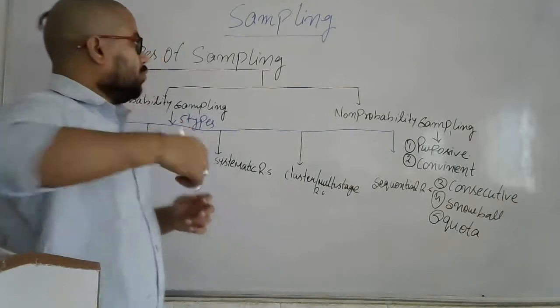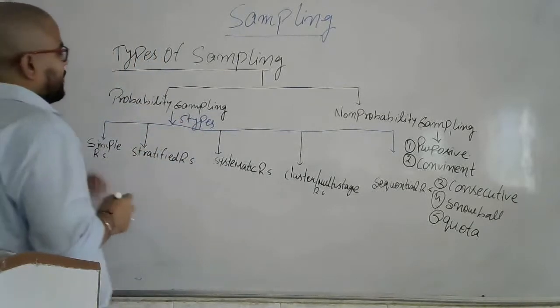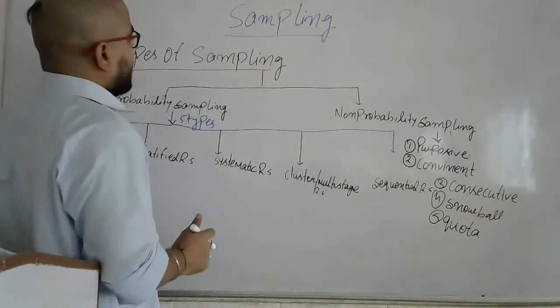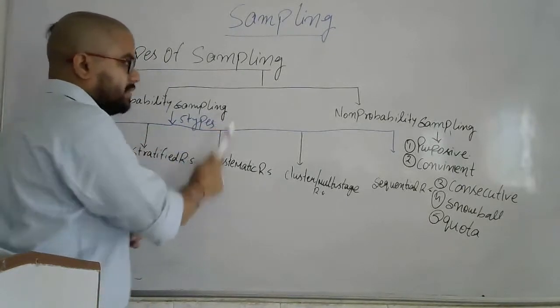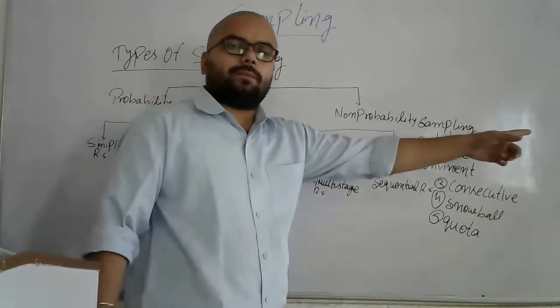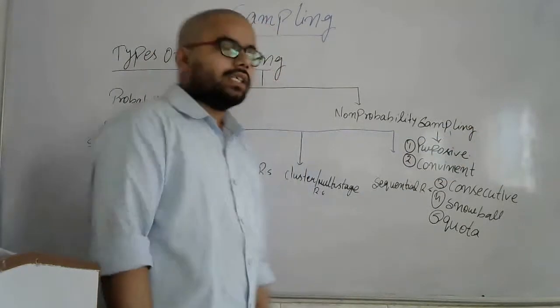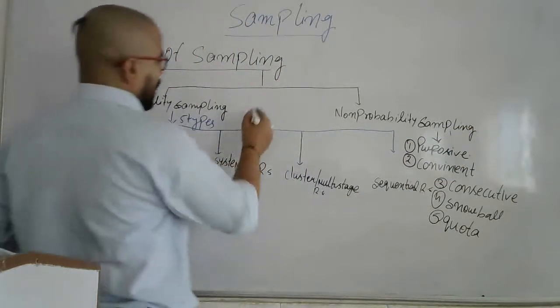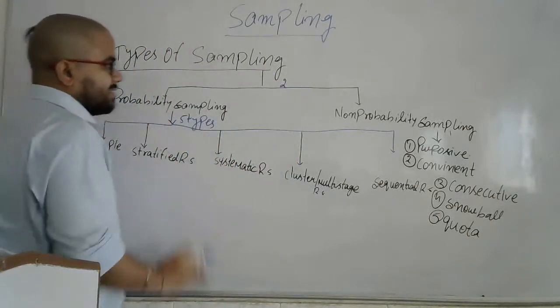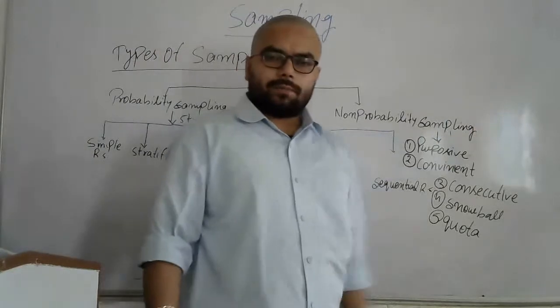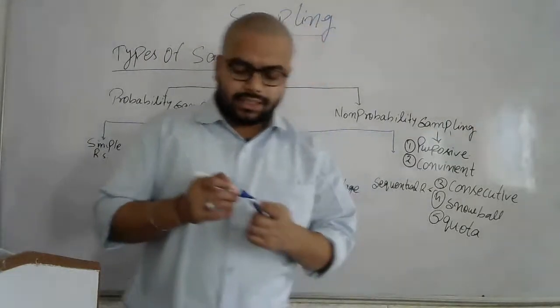There are two types of techniques when we talk about the classification of sampling techniques. The first one is probability sampling techniques. The second one is non-probability sampling techniques. It is classified into two types: first, probability sampling techniques, and second, non-probability sampling techniques.